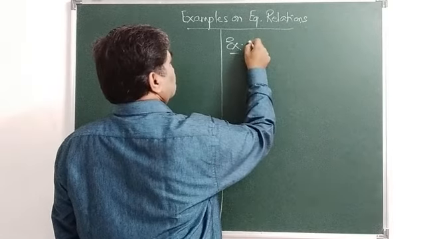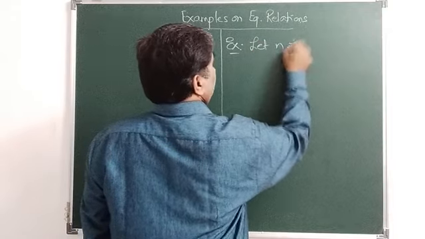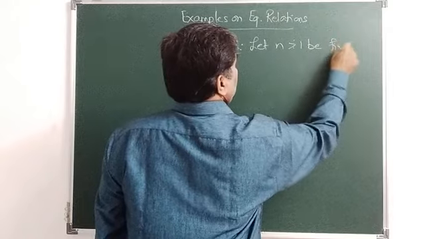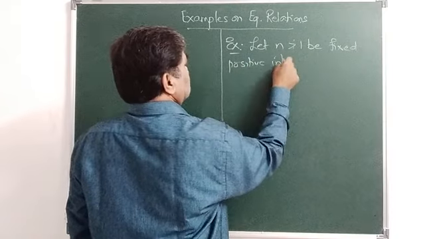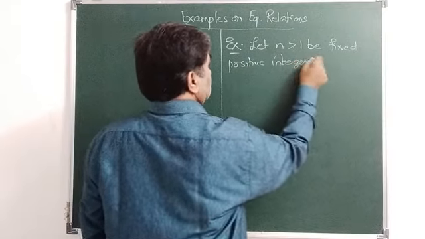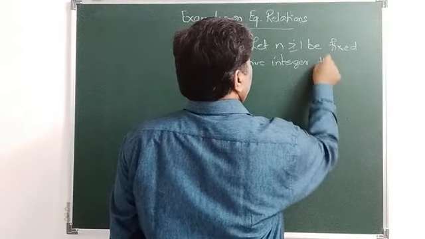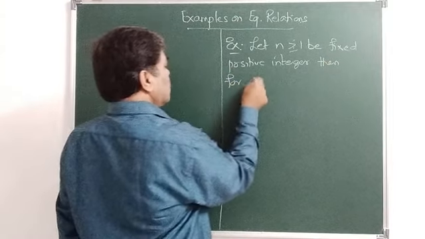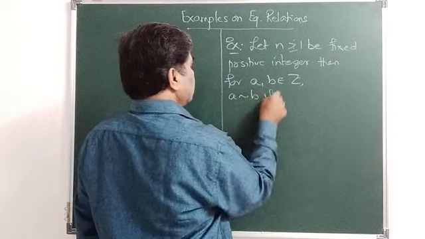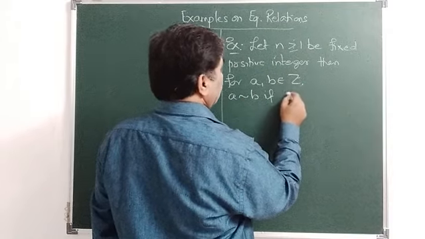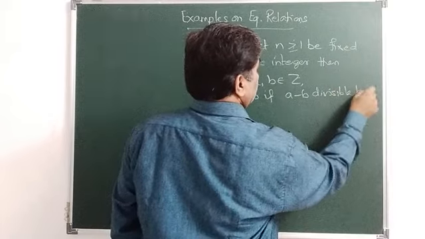let n be a fixed positive integer, n greater than 1. Then for a, b belongs to Z, a is related to b if a minus b is divisible by n.